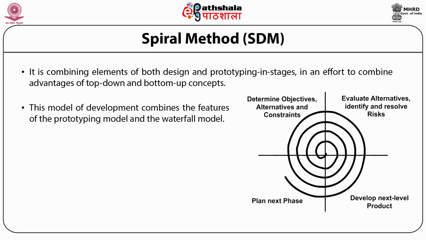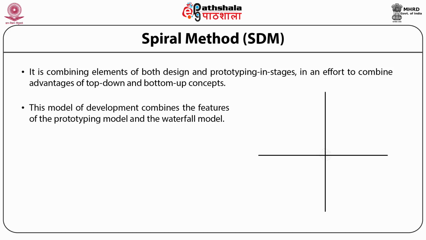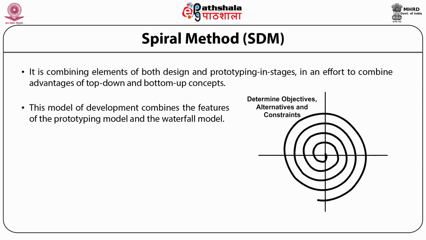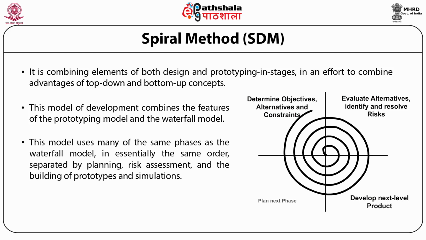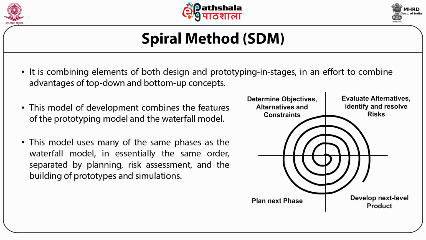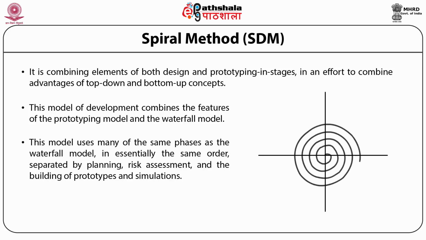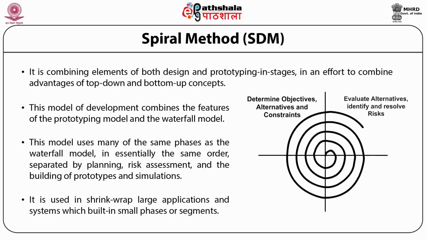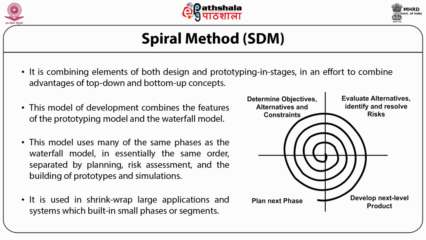This model of development combines the features of the prototyping model and the waterfall model. The spiral model is favored for large, expensive, and complicated projects. This model uses many of the same phases as the waterfall model in essentially the same order, separated by planning, risk assessment, and the building of prototypes and simulations.